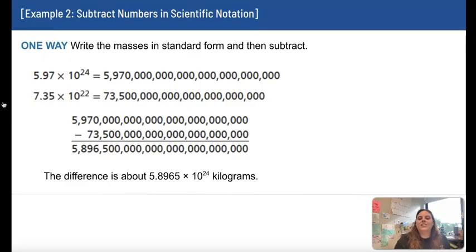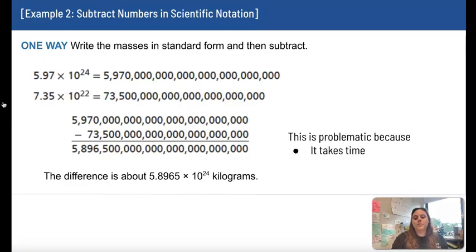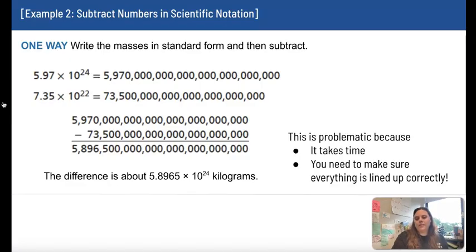But that's a lot of work. You're going to have a possibility in a lot of places of making a mistake if you don't have enough zeros, if you don't line it up just right, if you don't convert it back properly. There's a lot of places that you can go wrong here. So this is problematic because it takes time and you need to make sure everything is lined up correctly.